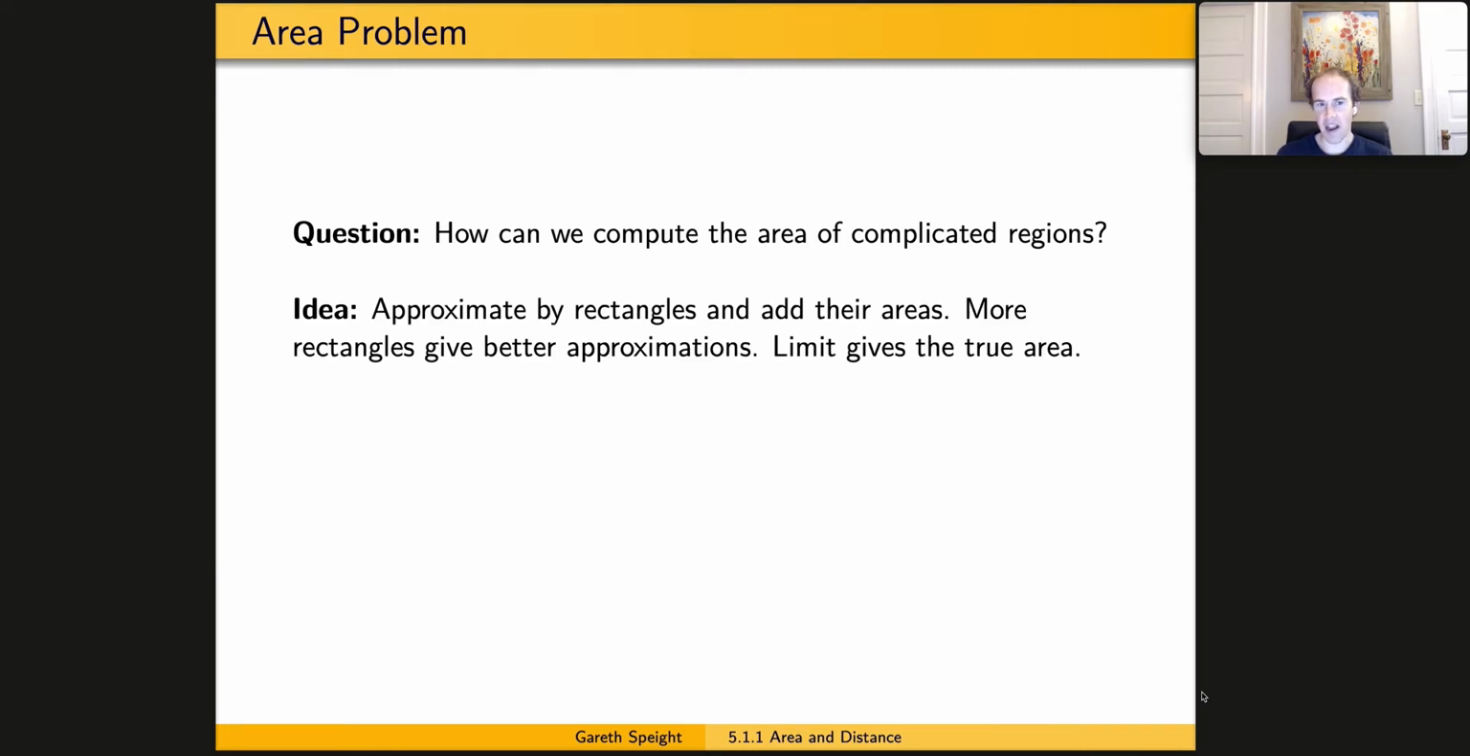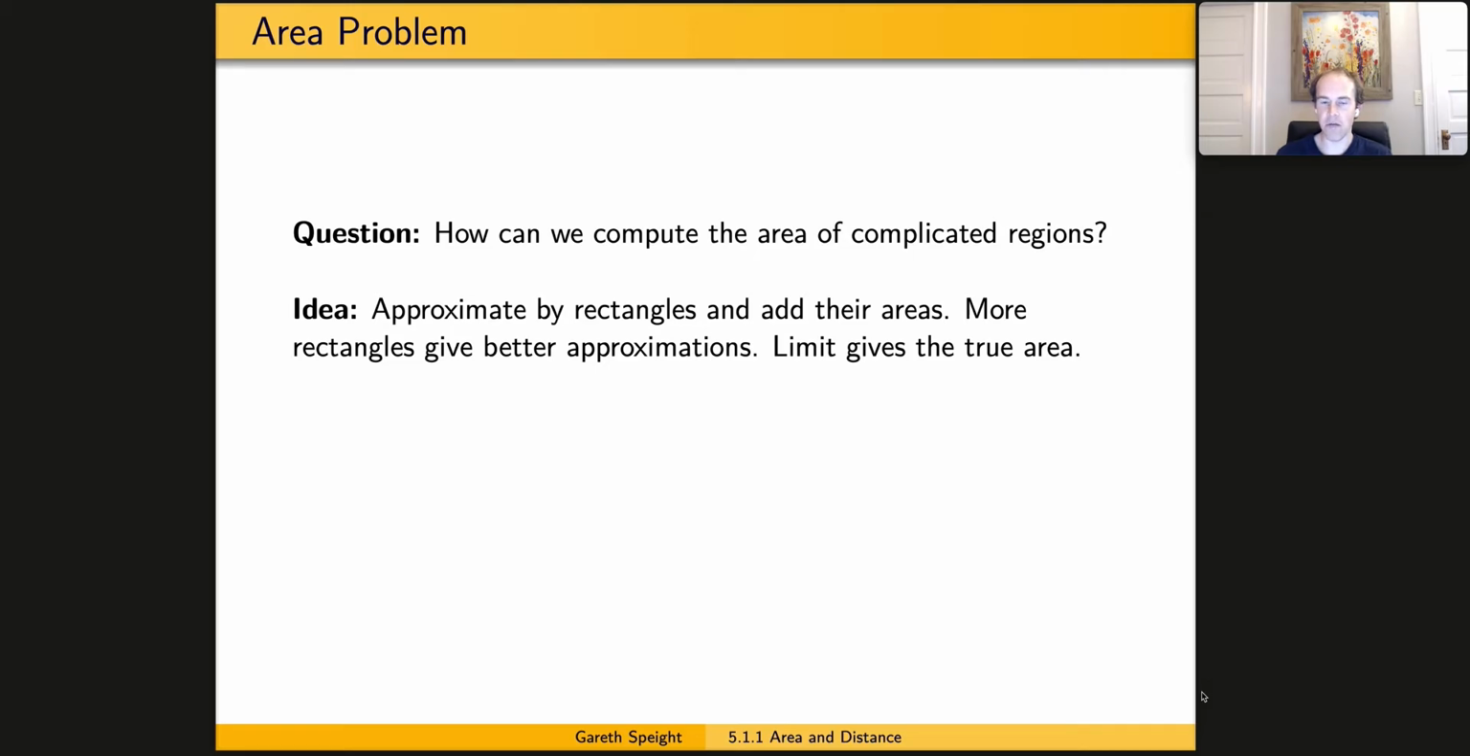Okay, so here is the idea. We approximate by rectangles, we add their areas. More rectangles give better approximations. The limit gives the true area. So to go from that step where we're counting rectangles or counting areas, to get the true answer, we have to use limits. And how do we represent these shapes that we're trying to find the area of?